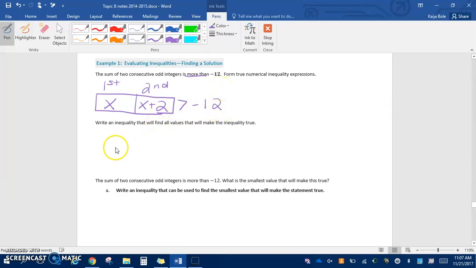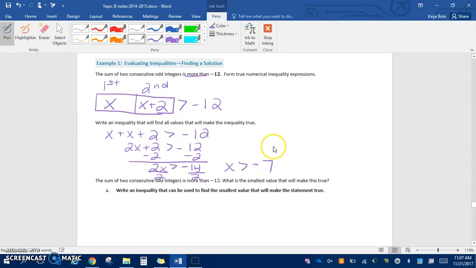Now it says to write an inequality and find all values that would make it true. So our inequality would be x plus x plus 2 is greater than negative 12. I combine like terms, so I have 2x plus 2 is greater than negative 12. I subtract 2, so I get 2x is greater than negative 14, and now if I divide by 2, I get that x is greater than negative 7. So we know it has to be bigger than negative 7, and that would make it true.